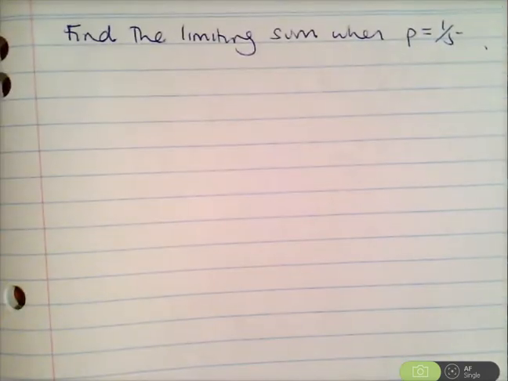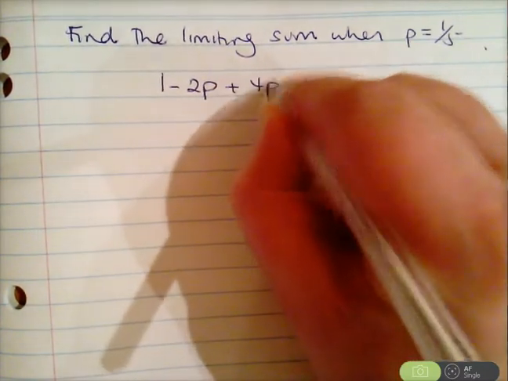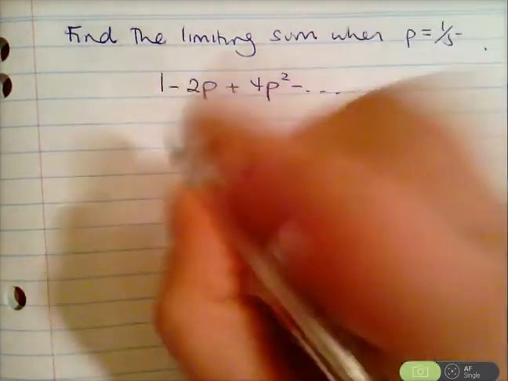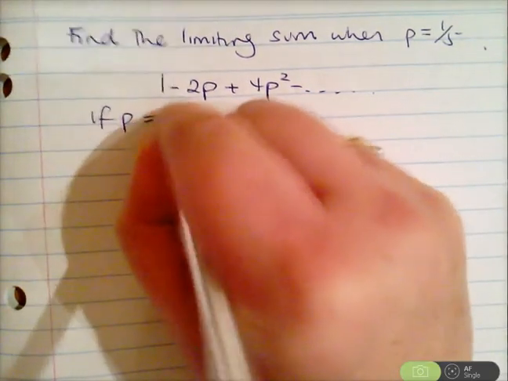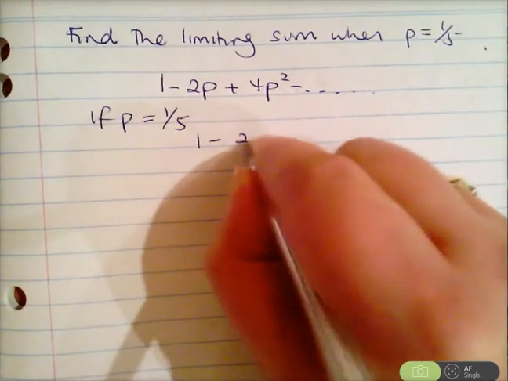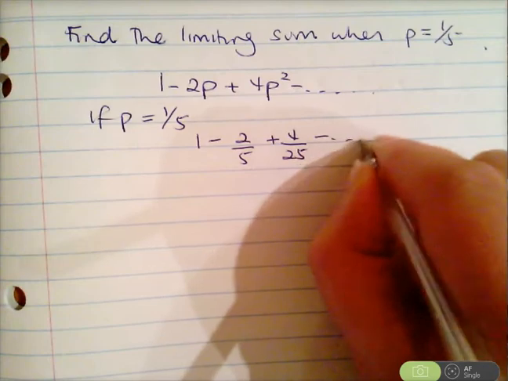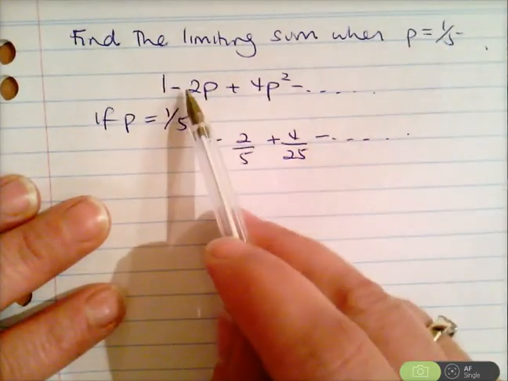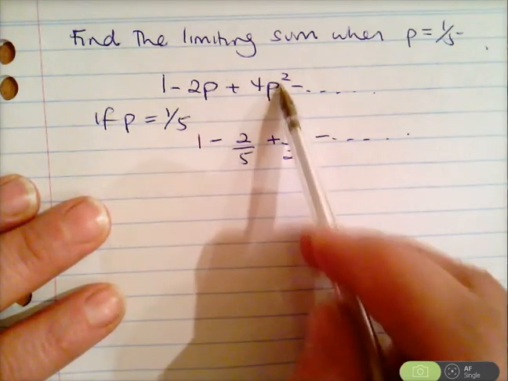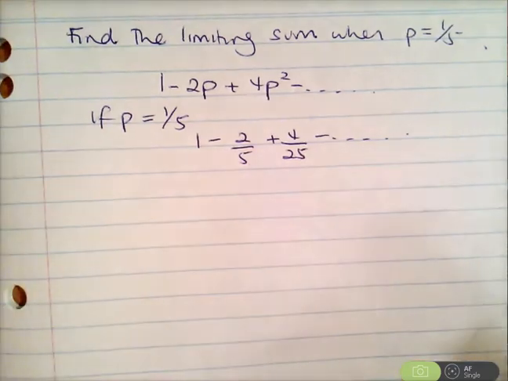The question is to find the limiting sum when p equals 1/5. So here is our series, 1 minus 2p plus 4p squared minus etc. Now, if p is 1/5, our series becomes 1 minus 2/5 plus 4 over 25 minus etc. So therefore, replacing p with 1/5, we get 2 times 1/5 is 2/5. 1/5 squared is 1 over 25, so we get 4 times 1 on 25 is 4 on 25.